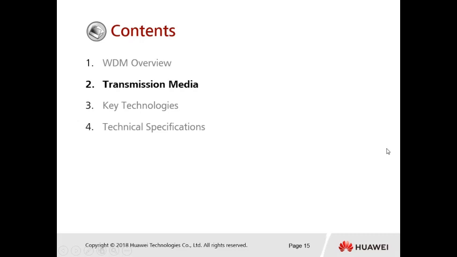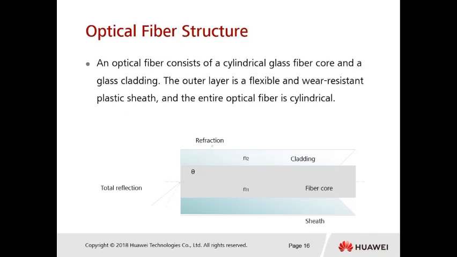Okay, so we are finished with chapter 1, WDM overview. Let's continue with the second chapter, transmission media, which is fiber. Actually, we have a lot of different fiber. Different fibers can be used for different distances and have different features. Let's get to know them. Before we do, let's check the optical fiber structure.